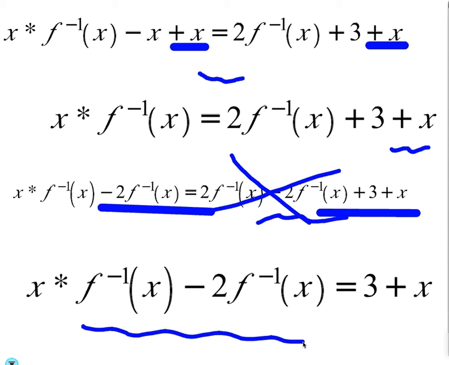Does anybody have any idea what to do from here? It starts with the letter F. Opposite of FOIL. Factor. So we're going to pull out a GCF of both terms. F inverse is the GCF. Greatest common factor, right?